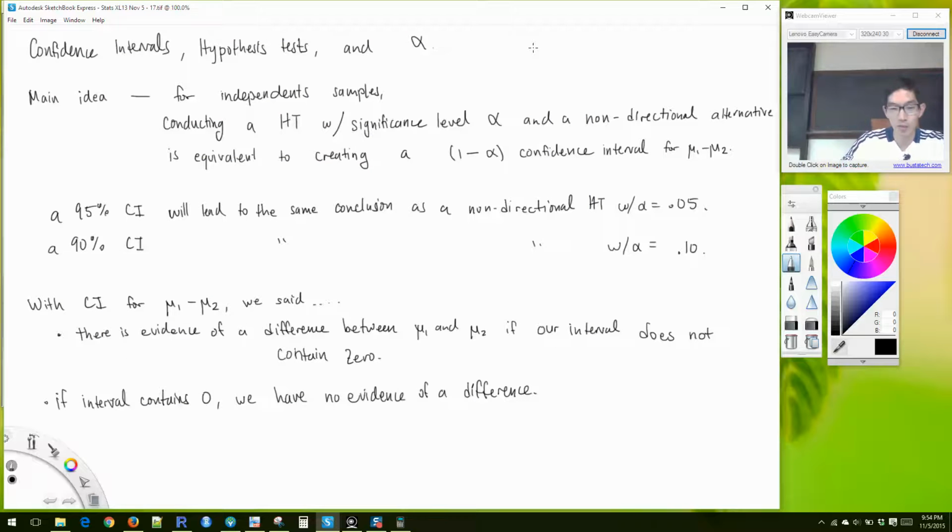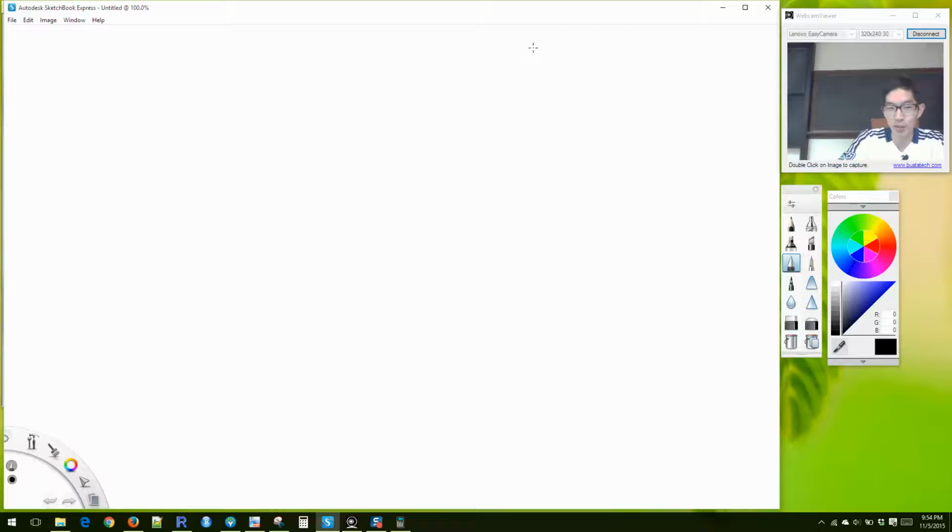So let's try a couple brain twisters out, and then I'll let you guys go. So let's say we've gathered data, and we performed a hypothesis test with alpha equal to 0.05.